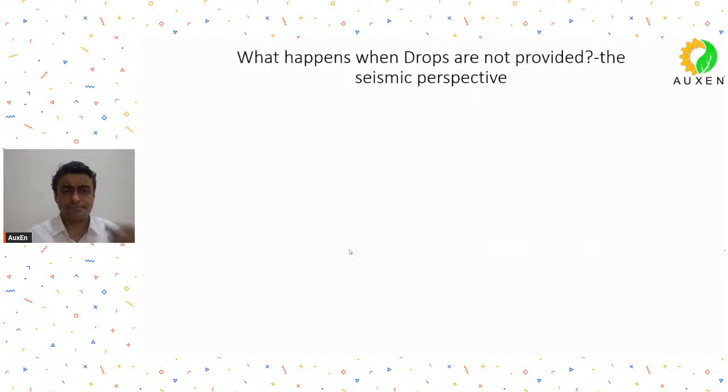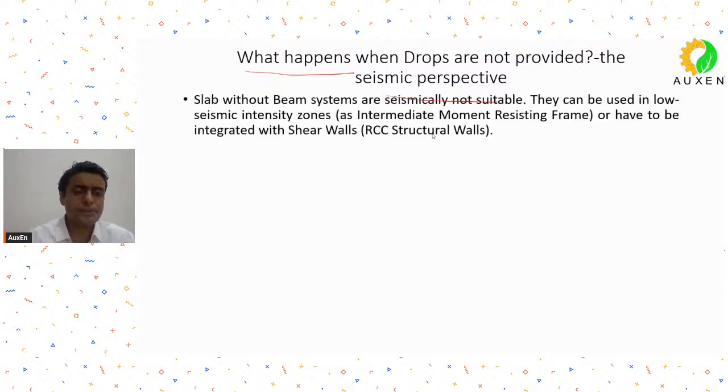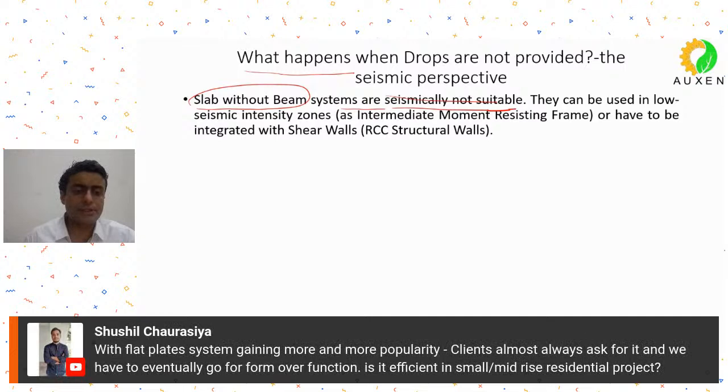Not only this, if drops are not provided, let us think from the seismic perspective also: do drops help you in providing additional seismic stability? So obviously this entire system, that is the slab without beam system, is seismically not very suitable per se, but of course it can be used in low seismic intensity zones. All right, so what I would say, low seismic intensity zones like zone 3 in the Indian context.